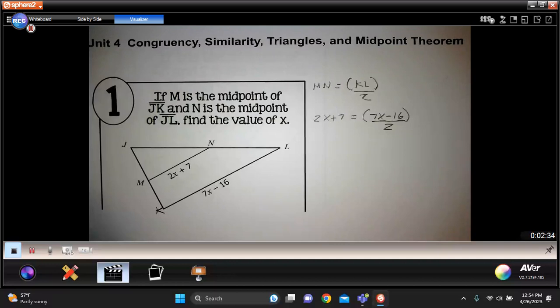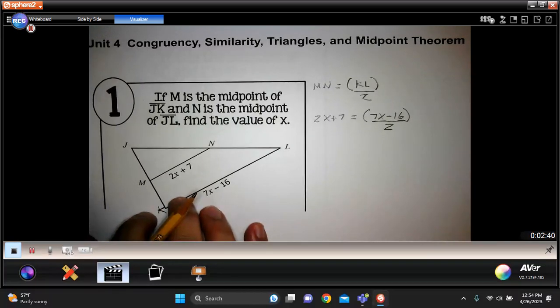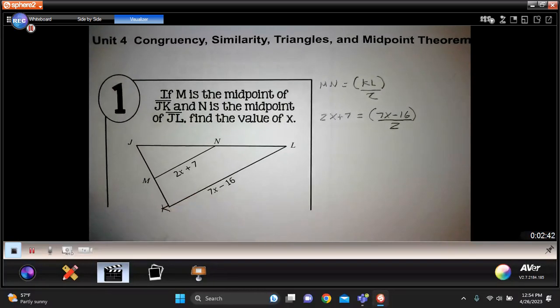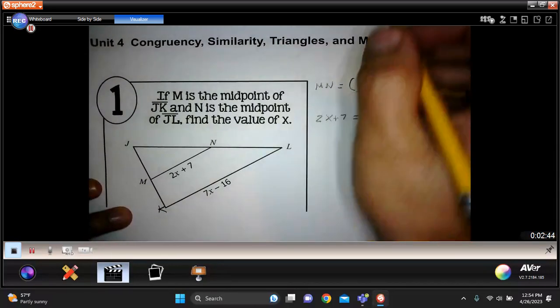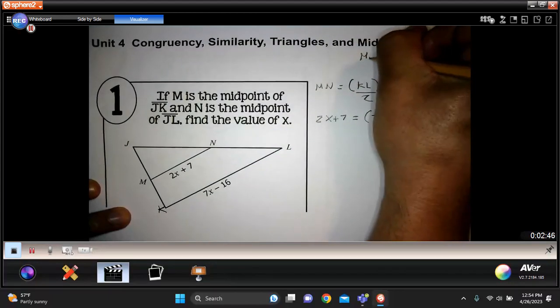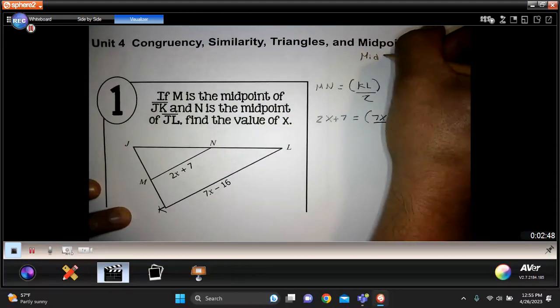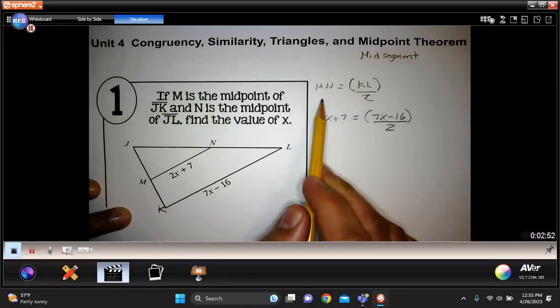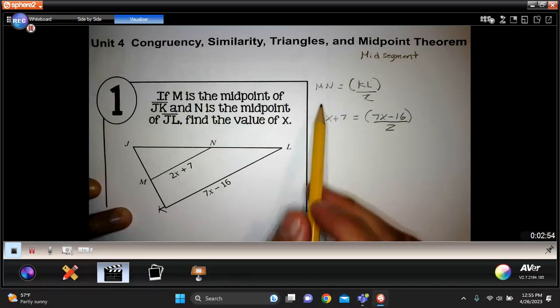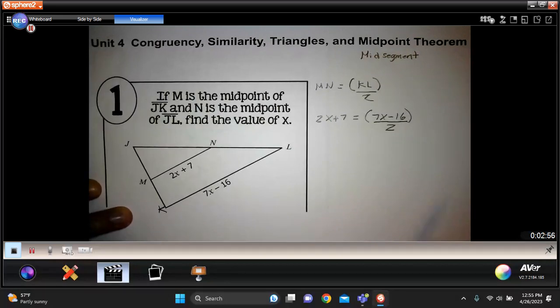So, instead of using my values, I'm just going to use my equation and apply the midpoint theorem on that, or the mid segment theorem. Midpoint segment or the mid segment. And I forgot to add that, and MN is the mid segment theorem. Just want to clarify that.